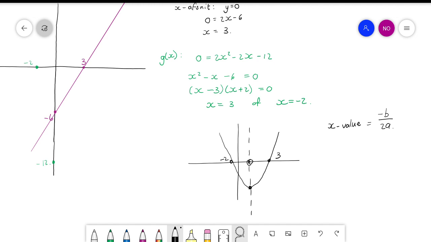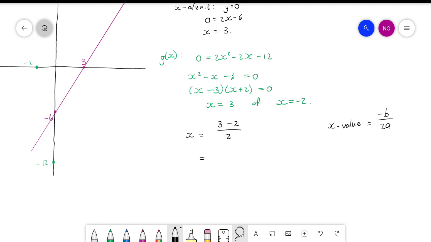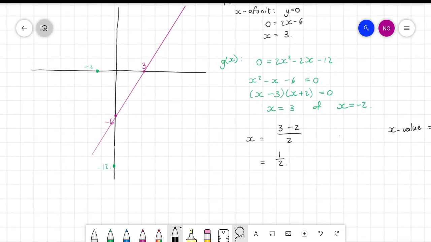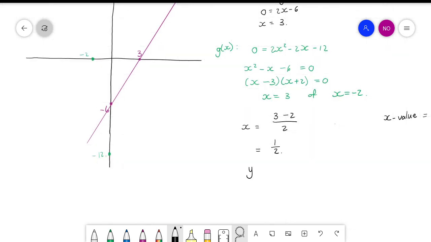Okay, so whichever one you prefer, I'm going to go with the axis of symmetry method, where you say that the x value will be equal to 3 minus 2 over 2. En dan om die y-waarde te kry, in al hierdie gevalle moet jy die y-waarde kry deur dit te gaan terugstel in die oorspronklike vergelyking.